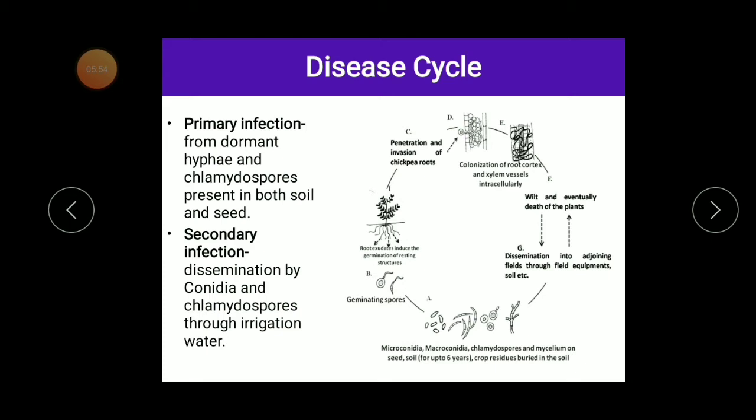It means the pathogen is first introduced in the field by the dormant hyphae or chlamydospores present in the soil. But this disease is also a seed-borne pathogen, and the secondary spread can start from the conidia or by chlamydospores, which are disseminated, meaning spread, by the irrigation water. This was the disease cycle for this disease. You can draw this image in your exam, or in your practical files also. So next is favorable conditions.